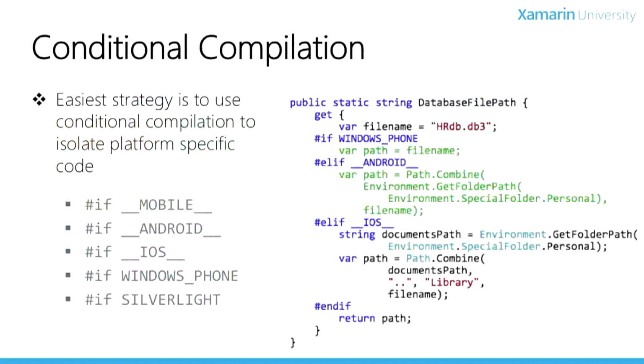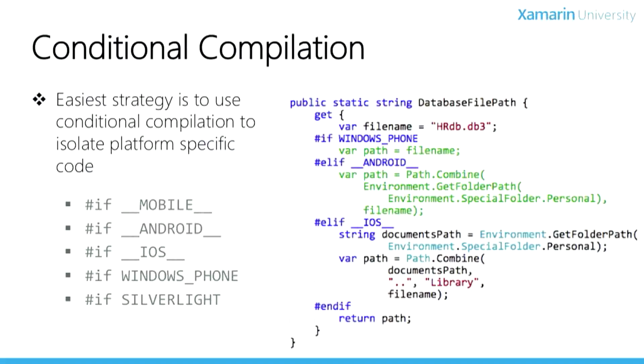The first thing we can do is use conditional compilation. So keep in mind that both file linking and shared projects compile the code with the target. So the symbols defined for a given project are used. That means you can use #if blocks to isolate code with predefined symbols. Let's quickly go through these compilation symbols.